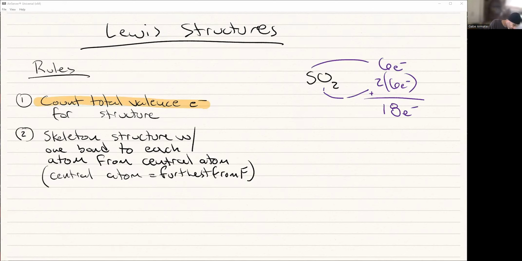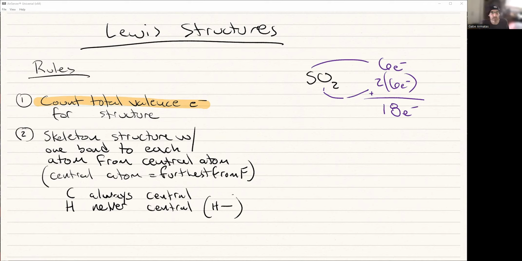Okay, just a couple of quick notes on that. Carbon is always central, and hydrogen is never central. We're going to talk a lot more about hydrogen, and I'm going to mention it now, and I'm going to mention it again. Hydrogen is always going to have this configuration. It's never going to have anything other than just 1 bond. If your hydrogen has anything other than 1 bond, you've done it wrong.